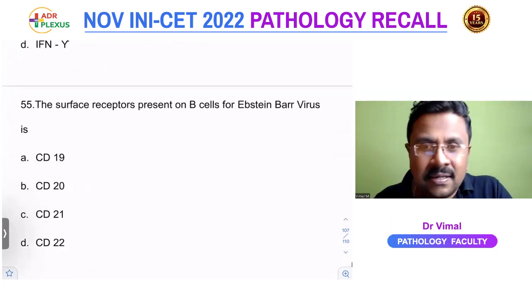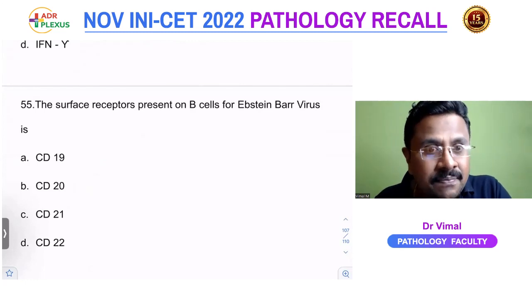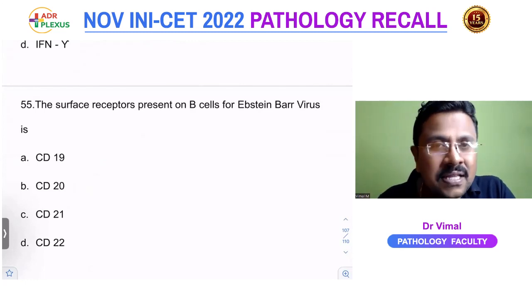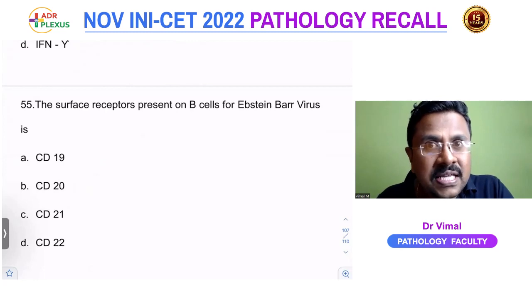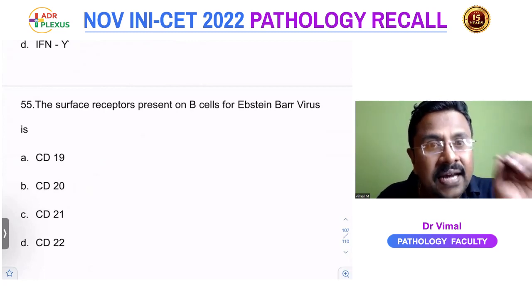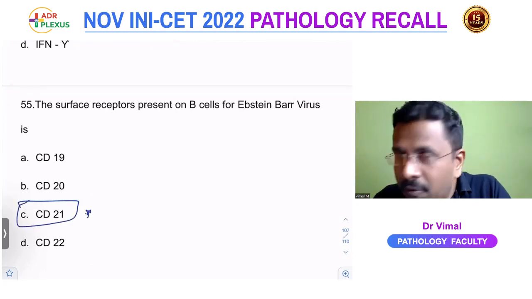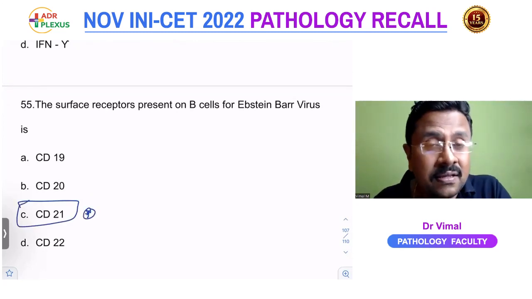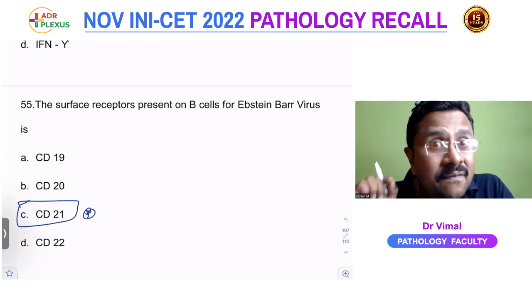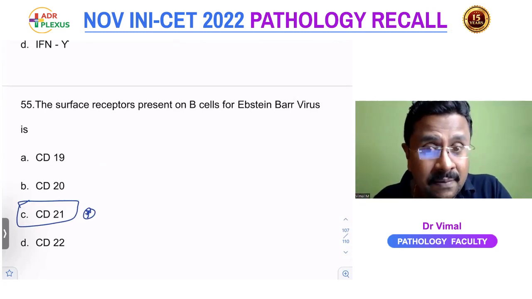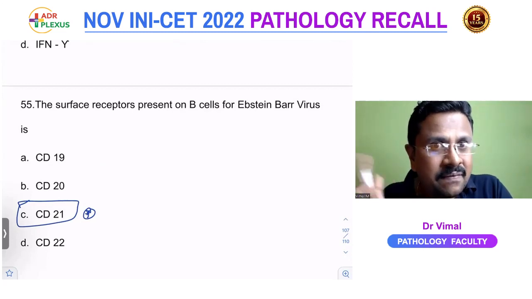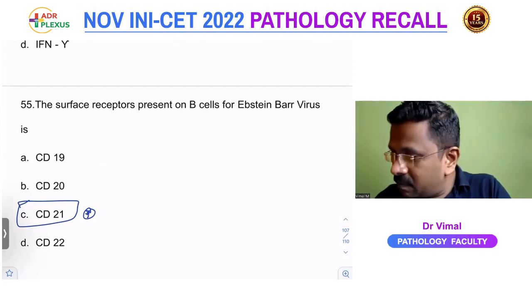The next question: the surface receptor present on the B cells for the Epstein-Barr virus. Actually, this is also a recall-based question. The Epstein-Barr virus enters the B cells via CD21. This was a point highly stressed during our class, that CD21 is a very important receptor on the B cell. Through this receptor only, Epstein-Barr virus enters. Okay, so please remember that.